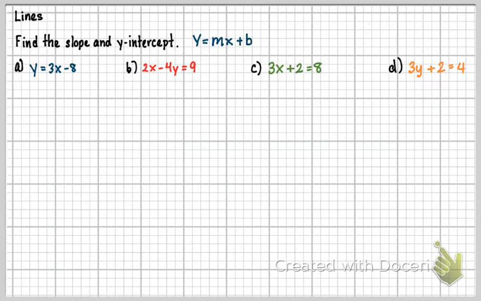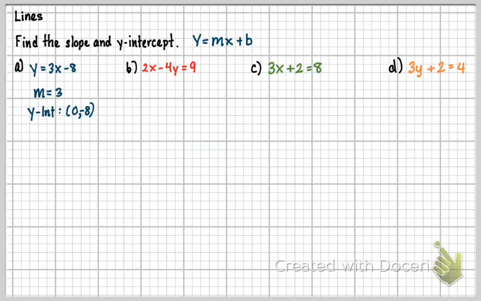Now, you look at the first one here. The first one is already in that form, so this one's actually very easy. I can say my m equals 3, and my y-intercept is going to be (0, -8). So there you go. That was very easy because that was really done for me already. Remember, the y-intercept is (0, b), and b is just whatever I'm adding to the 3x.